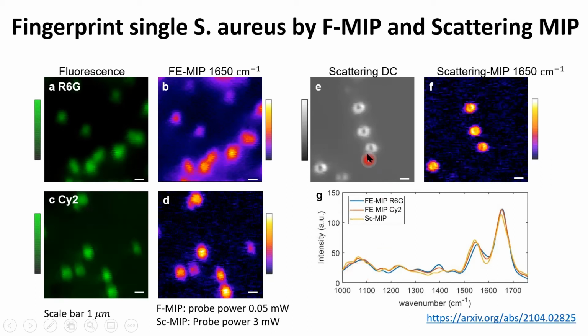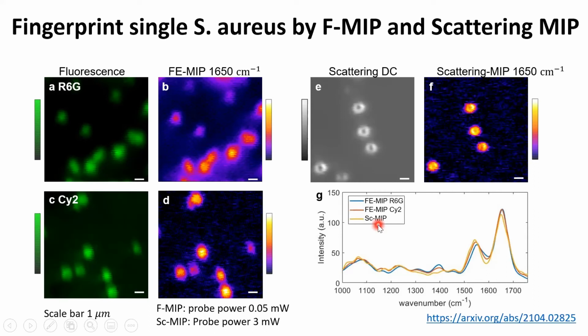We can also do scattering. Scattering is interesting: it is more sensitive to the edge, so we see a donut shape, but fluorescence is from the cell body. Fluorescence is incoherent. So these two modalities are quite different, but they tell the same content, which is largely dominated by the protein content and the phosphate peak in the cell.